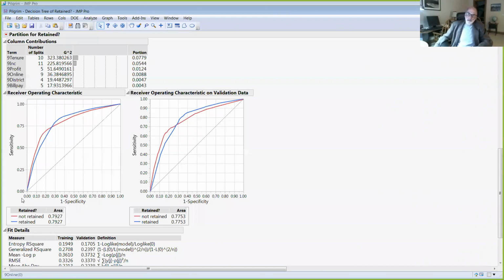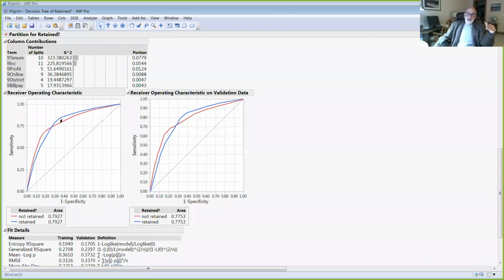It's basically when you move along one of these curves, so let's look at the retained curve, the blue. As you move along that blue curve, what's happening is you're altering the threshold for probability of retention, making a prediction of retention. And you're alternating from 0% to 100%. As you raise that threshold, you trace along this blue curve. And so it's actually giving you a representation of all the possible cutoff values.